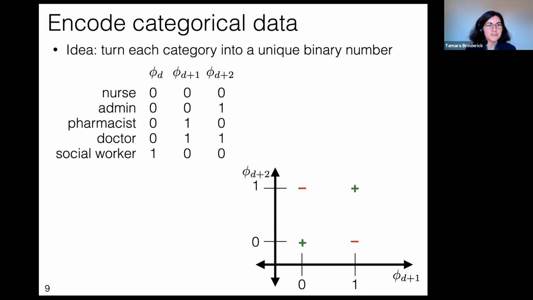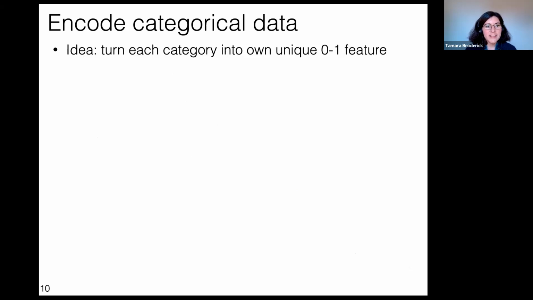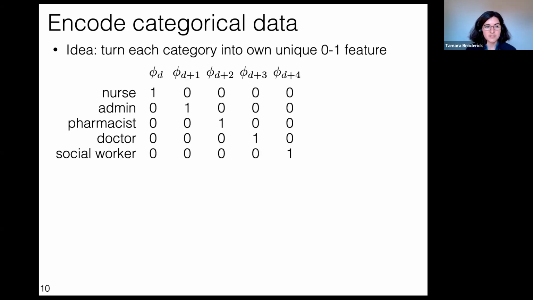We essentially want to say for each job, we can either put it in the group or out of the group. And so that's the idea of giving each category its own feature, essentially. So we're going to say there is a feature that is, are you a nurse? And so the nurse has that feature and they don't have the other features. They have a 1 and a 0 for the rest. There is a feature that is, are you an admin? Are you an administrative assistant? So the admin has a 1 for that feature and a 0 for the rest.